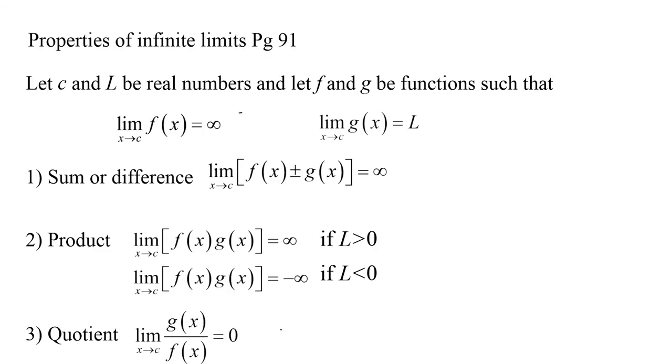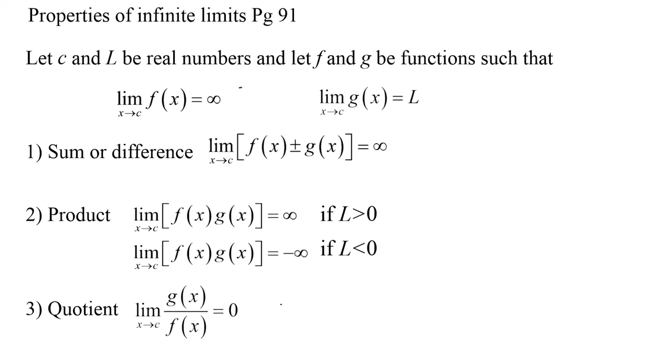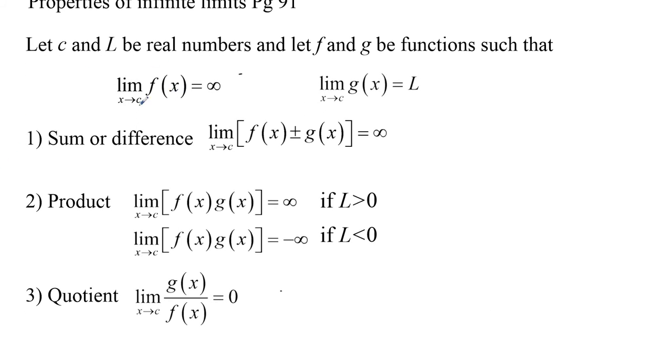Okay, some properties of infinite limits. We've got two functions here, and as x goes to some constant c, the first function has a limit at infinity, and the second function as x goes to c has some definite limit. And so they can talk about some values here. If x goes to c, we have a limit at infinity and a constant limit.